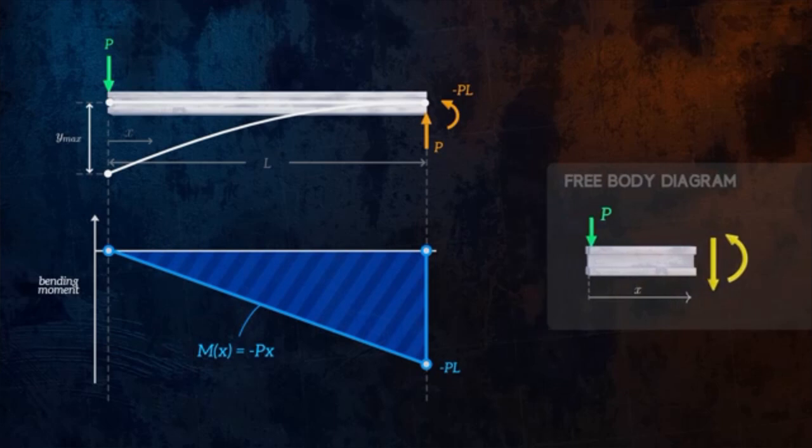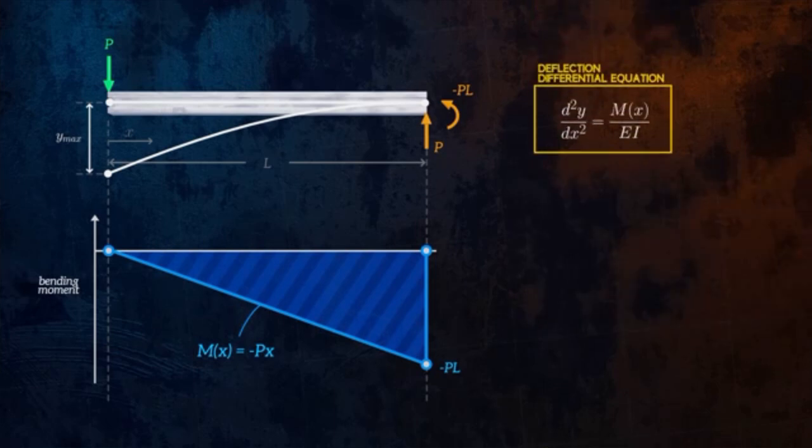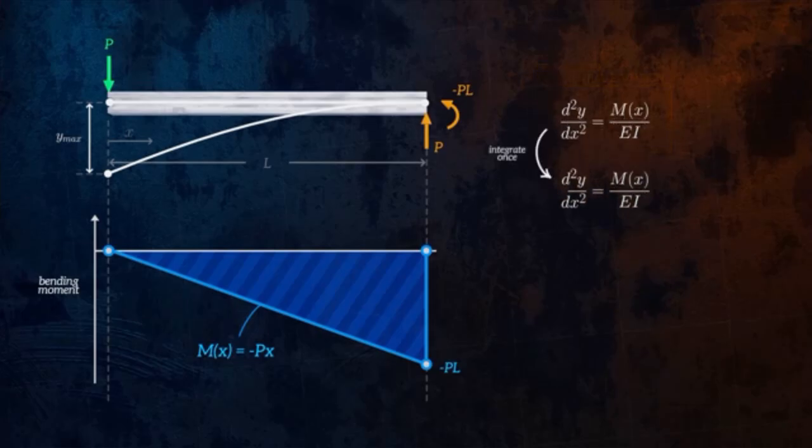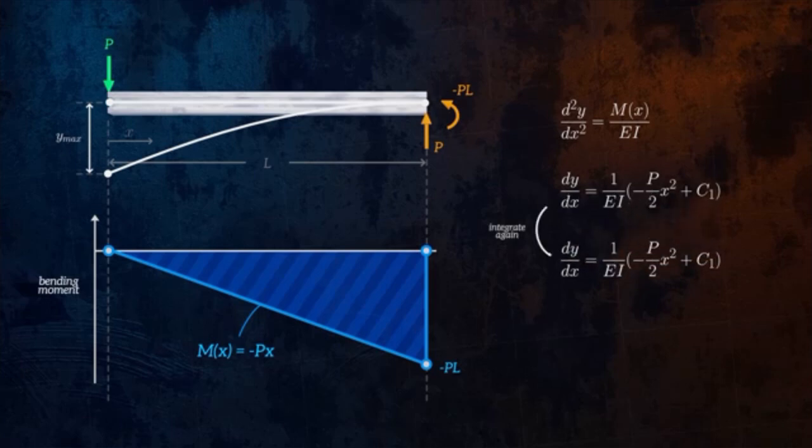We can insert this expression for M into the deflection differential equation and apply the double integration method to figure out how the beam will deflect. E and I are constant along the length of the beam, so we can pull them outside of the integral, and then integrate the equation for M with respect to X. Remember that whenever you integrate, you need to add a constant of integration at the end. We'll call it C1. It's an unknown for now. Then we integrate a second time, remembering to add a second constant of integration.